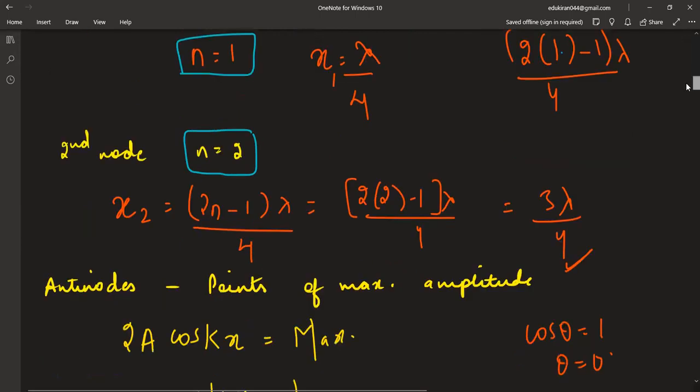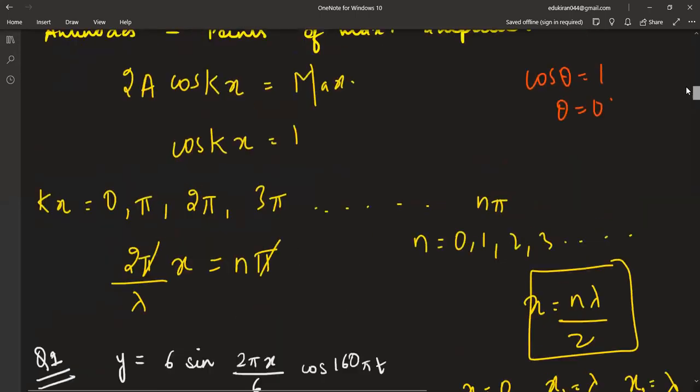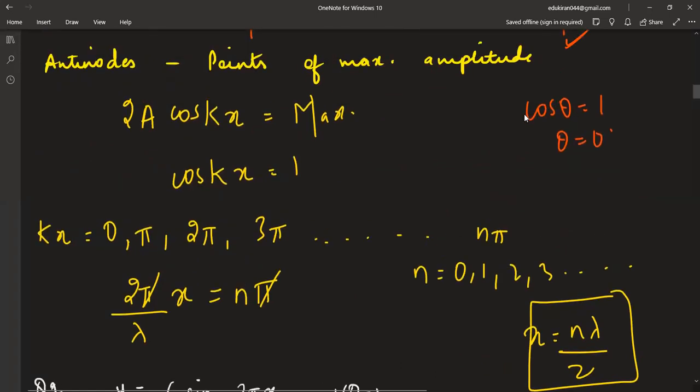But if you take the antinodes, that is the points of highest or maximum amplitude, that is cos theta will be 1, theta will be 0. So this time you get 0, pi, 2 pi. So you have the main formula as n pi. In the previous part, you had (2n minus 1) lambda by 2. This is simply n pi.